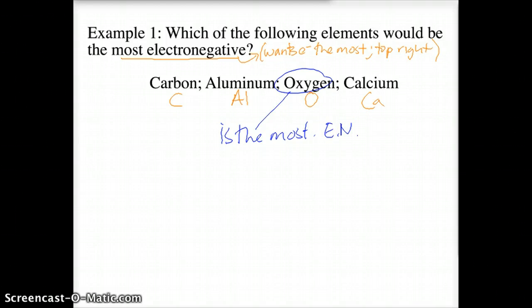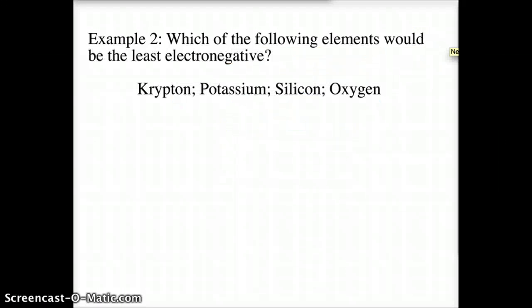Let's try another problem just for practice. Which of the following elements would be the least electronegative out of these four? Krypton, potassium, silicon, and oxygen. So krypton, Kr, potassium, K, silicon, Si, and oxygen, O. So go ahead, pause the video, try to answer this question by yourself.